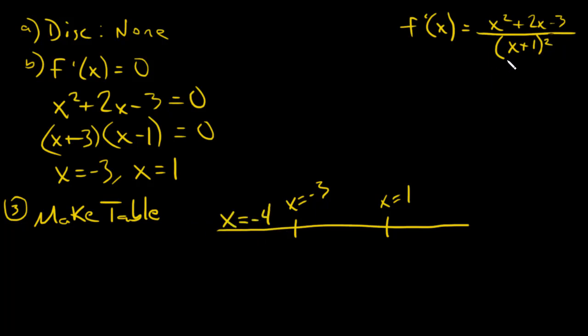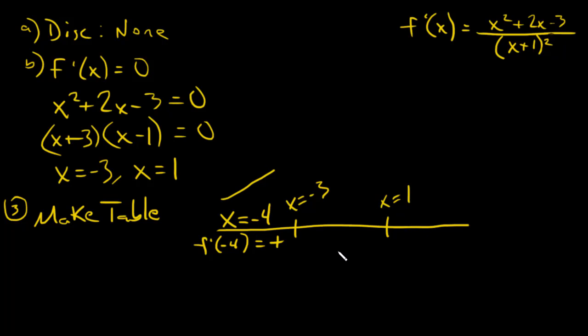So here we go. Any value I put in for x in the bottom is going to get squared. So the bottom is always positive. So what happens up top? Well, when I square the negative 4, I get positive 16 minus 8 minus 3, which is still positive. Positive over positive means that f prime of negative 4 is positive. So I have a slope going up. That's the behavior for this interval.